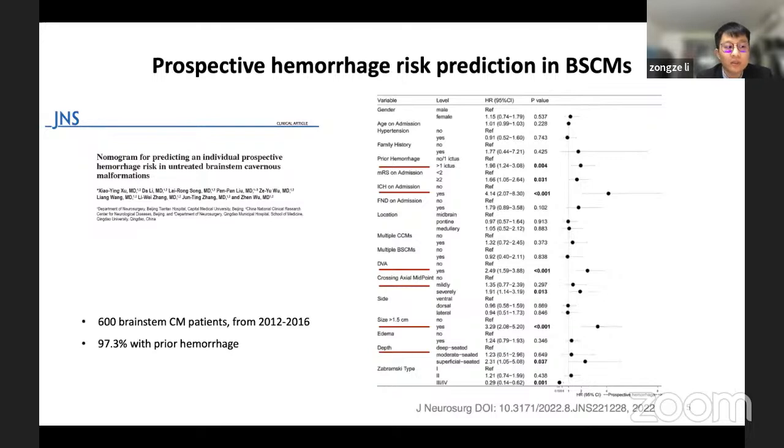However, the risk of hemorrhage from brainstem CM is different from those in other positions. An article published in the JNS journal last year explored the prospective risk in brainstem CM. The study enrolled 600 patients from 2012 to 2016. 97.3% of the patients had a prior hemorrhage. As a result, a higher risk of future hemorrhage was associated with the presence of DVA, crossing midline lesion, hemorrhage on admission, mRS score equal to or more than 2 on admission, more superficial location, and lesion size over 1.5 centimeters.